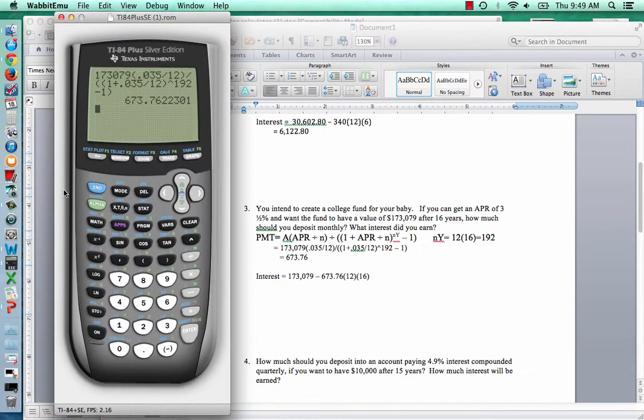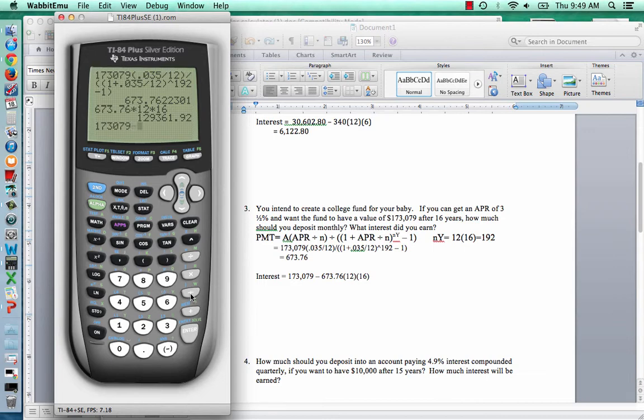So let's figure out that amount. Now remember, I'm going to take this answer and round it to the nearest cent. I'm not going to use the unrounded answer, so I'm going to take the 673.76 rounded to the nearest cent times 12 times 16. And that tells me that I need to invest $129,000 over the 16 years. I'll invest $129,361.92.